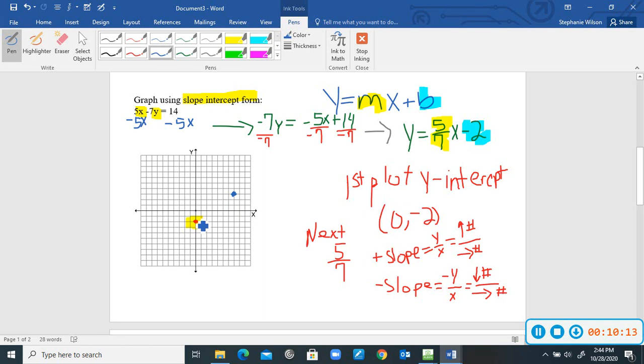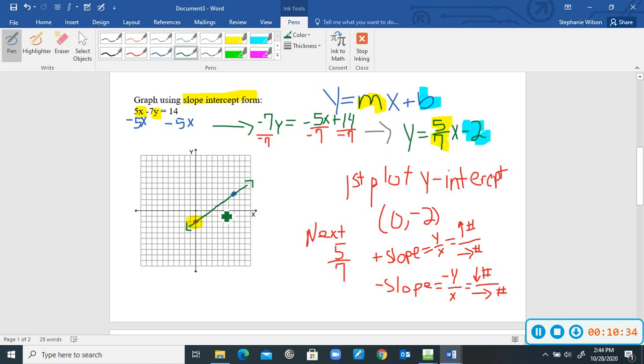Now, that's all I need to draw my line. So I can draw my line here, and I always like putting an arrow on it. But if you want to plot another point on this line, you can start where you plotted this blue dot, and you can go up 5 more, and then to the right 7, plot it, and you just keep going, and you can make your line longer.